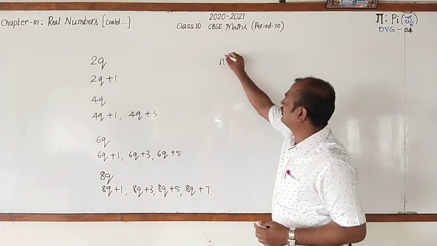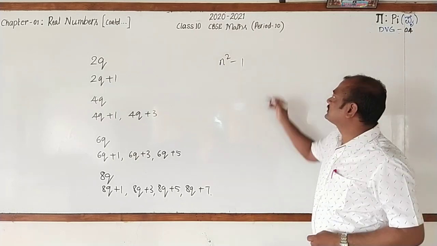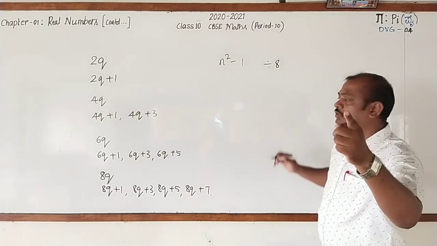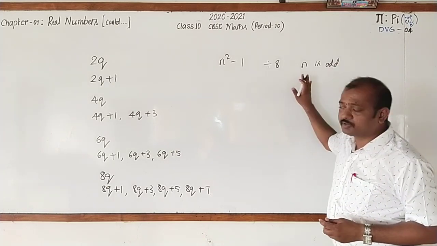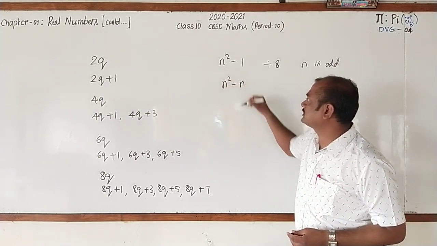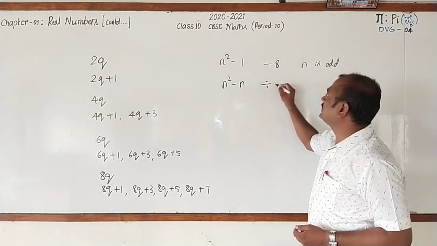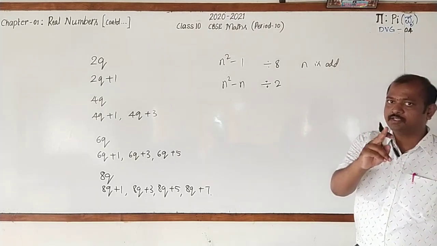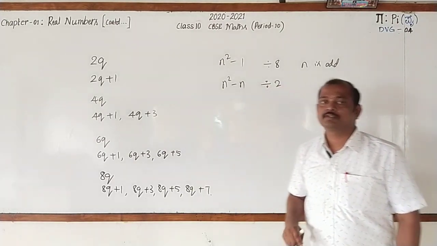One is, what about n square minus 1? Yes, n square minus 1 is divisible by 8. What is the condition for n? You are right, n is odd. We have already proved this statement as well. And one more statement we have proved, n square minus n. What do you think about this? Yes, n square minus n is divisible by 2 for any positive integer n. Right? Now, we have some more important problems. Let's solve them.